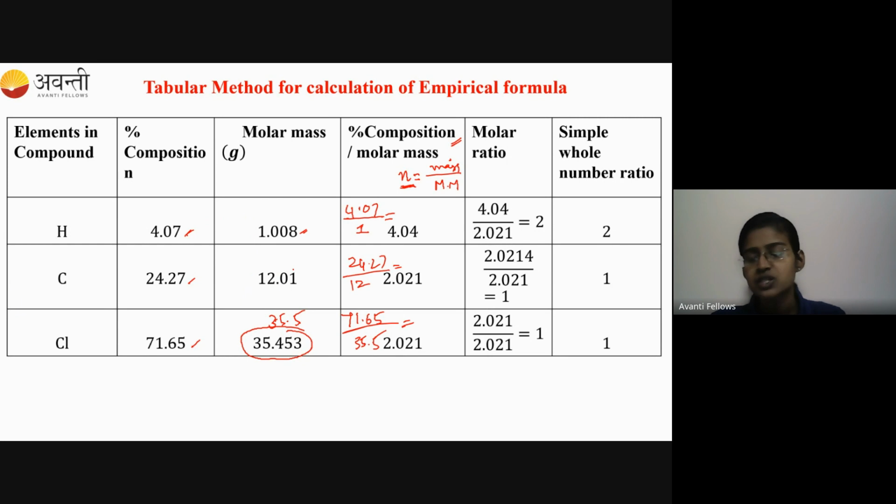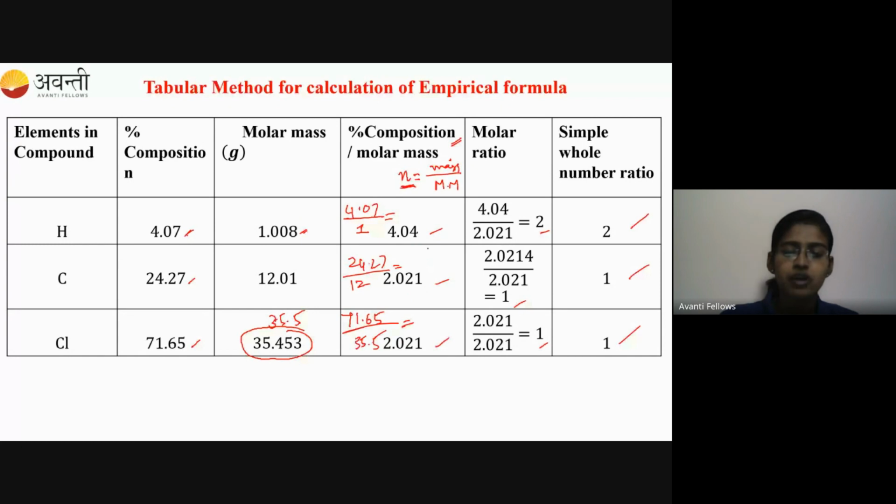Then the next job is to find out the simplest ratio or the molar ratio. How to find out the molar ratio? Divide all the number of moles by the least number. Very good, the answer is correct. So divide all the number of moles values by the smallest number. Among these three, the smallest is 2.02. So divide all the number of moles by that number. We are getting 2, 1 and 1. So already the molar ratio is in the whole number ratio. So just write that down: hydrogen 2, carbon 1 and chlorine 1. We have 2 hydrogen, 1 carbon and 1 chlorine.